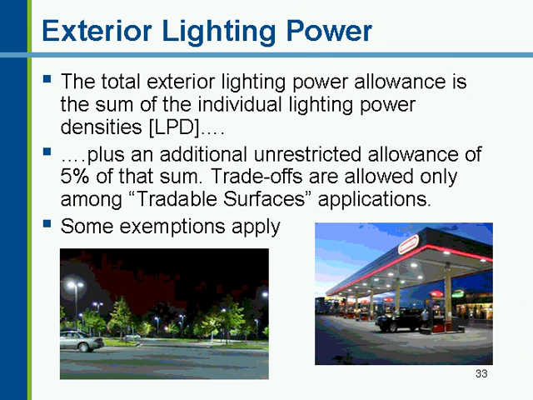So let's go into a little more detail here. The basic compliance format is that you have the total exterior lighting power allowance calculated as the sum of the individual lighting power densities. You are allowed an additional 5% adder on top of that. This is different than the interior application. This provides additional flexibility. There's always something that isn't considered, and so flexibility is built into the standard. And of course, there are some exemptions, and we're going to go over those in detail.